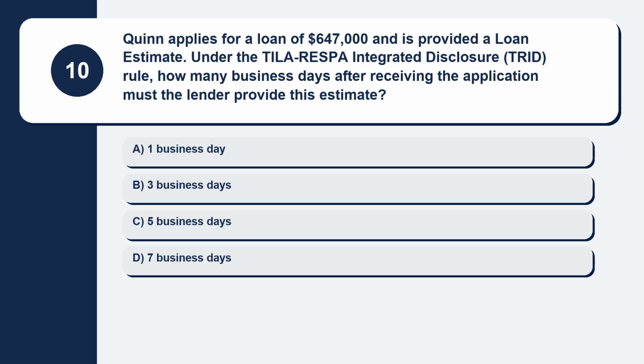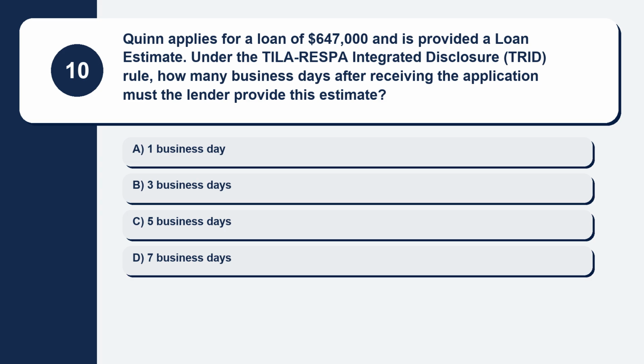Question 10. Quinn applies for a loan of $647,000 and is provided a loan estimate. Under the TILA-RESPA Integrated Disclosure (TRID) rule, how many business days after receiving the application must the lender provide this estimate? Here are your options.